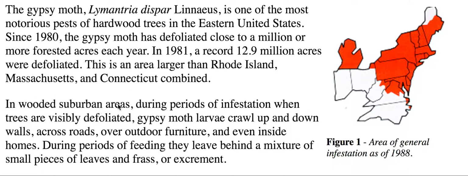In wooded suburban areas, during periods of infestation when trees are visibly defoliated, gypsy moth larvae crawl up and down walls, across roads, over outdoor furniture, and even inside homes. During periods of feeding, they leave behind a mixture of small pieces of leaves and frass, or excrement.